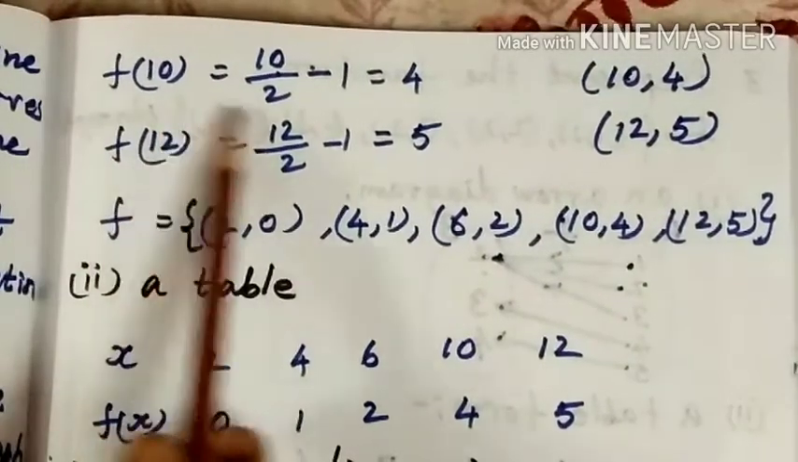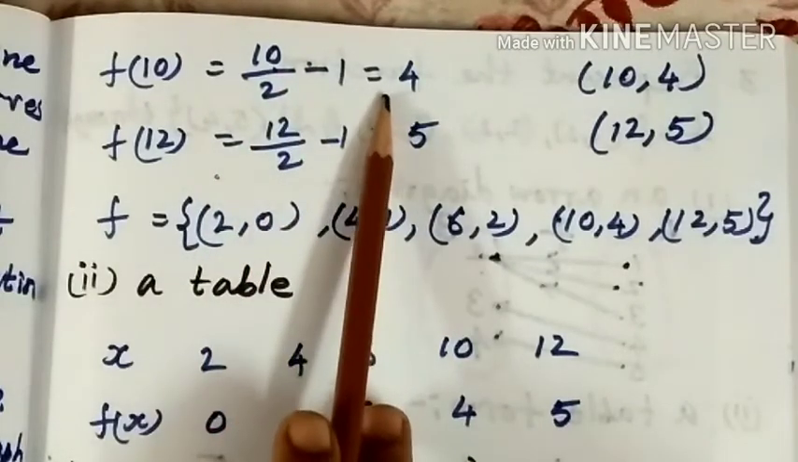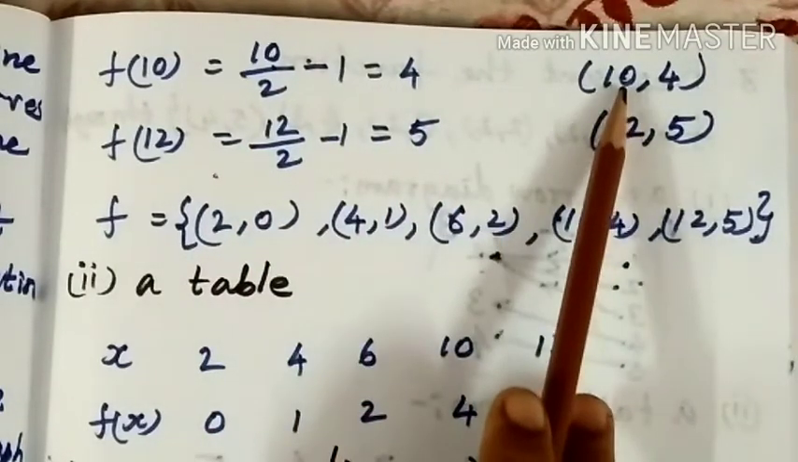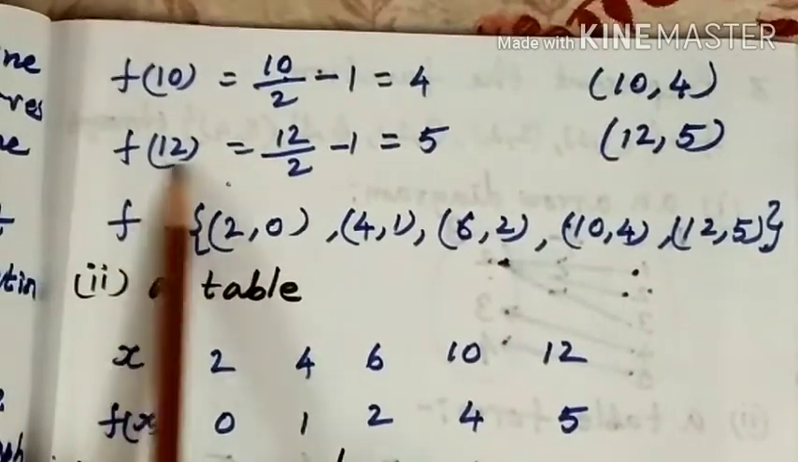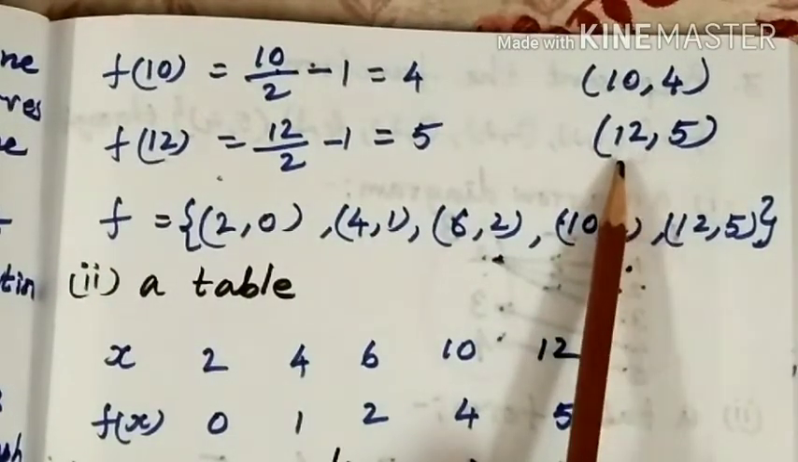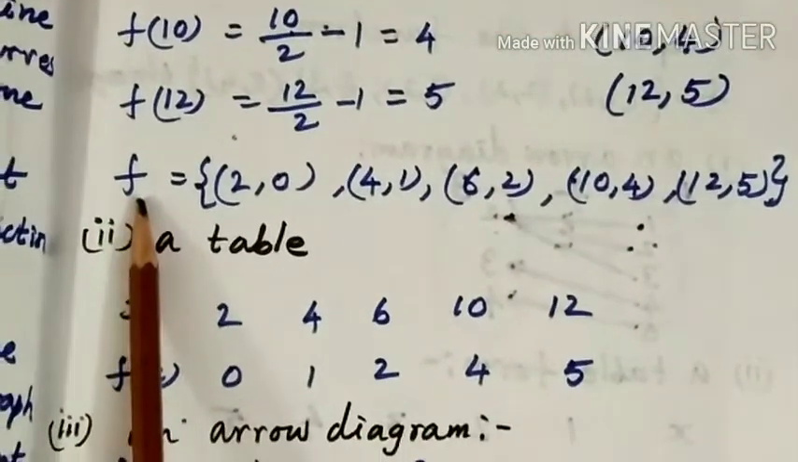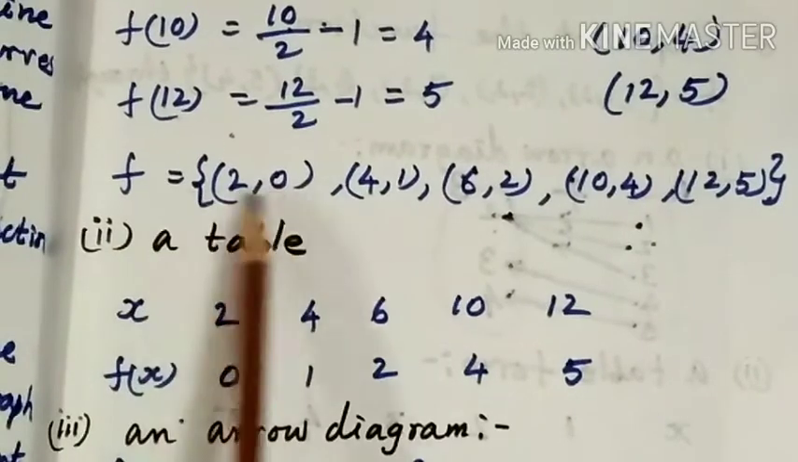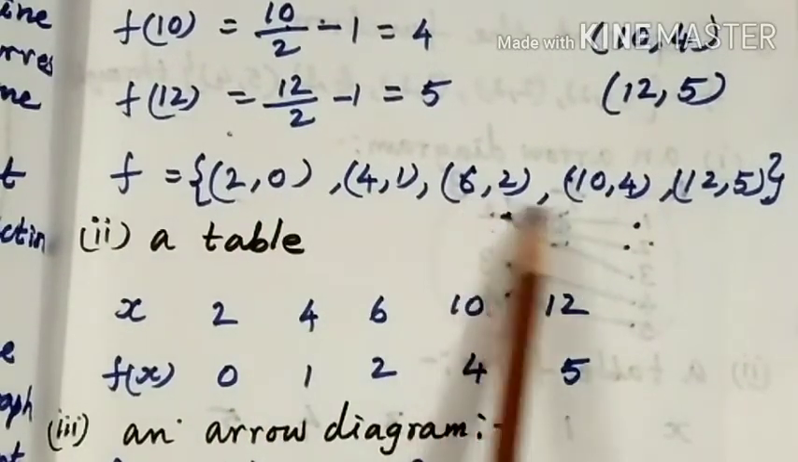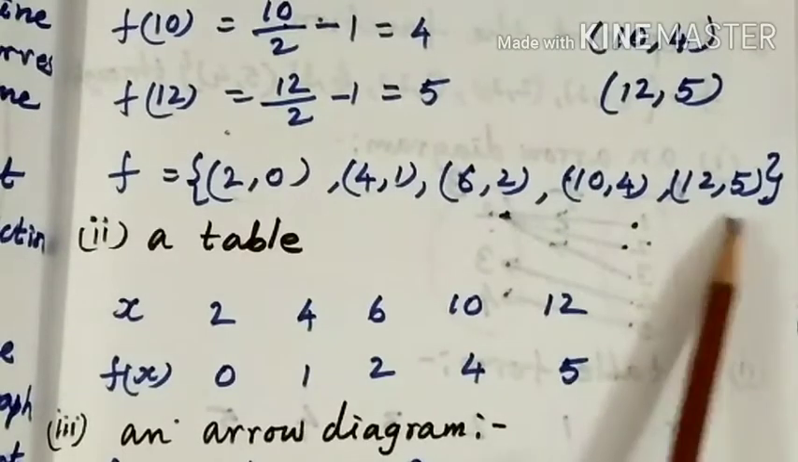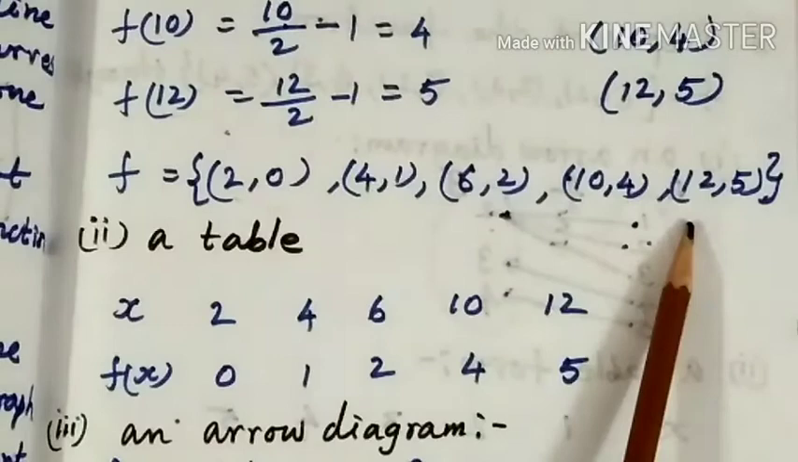f of 10 equal to 10 by 2 minus 1 is equal to 4. Then the ordered pair 10, 4. Similarly, for f of 12 the ordered pair is 12, 5. Now, you write down this in order. f is equal to 2, 0, 4, 1, 6, 2, 10, 4, 12, 5. This is the answer for set of ordered pairs.